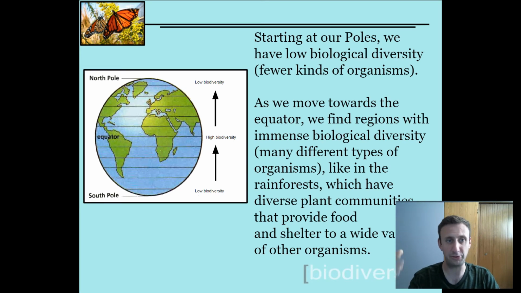So if we look at the poles, right, the North Pole, the South Pole, there's very low biological diversity there, which means we don't have a lot of organisms or species that can survive those really harsh conditions. But as we move towards the equator, we find regions with immense biological diversity, which means we have many, many different types of organisms and species, like in the rainforest, which have diverse plant communities that provide food and shelter to a wide variety of other organisms. There are even species that we have not discovered yet in the rainforest, because they're just so specialized. And there's a low number of them, but they survive because they have their niche.